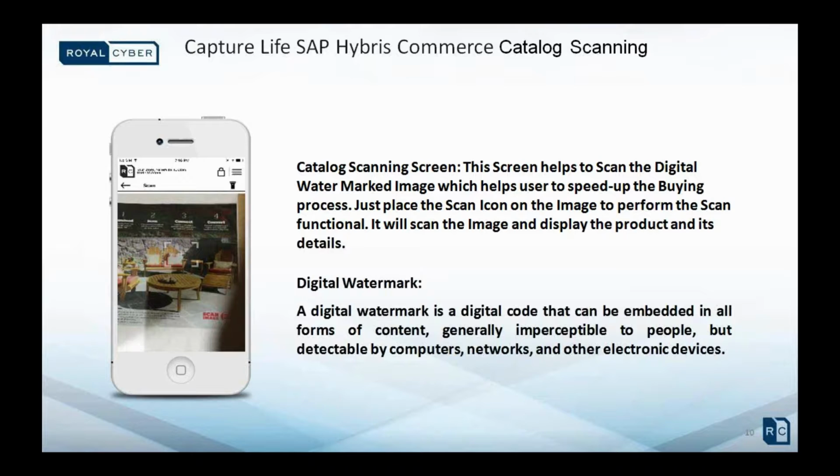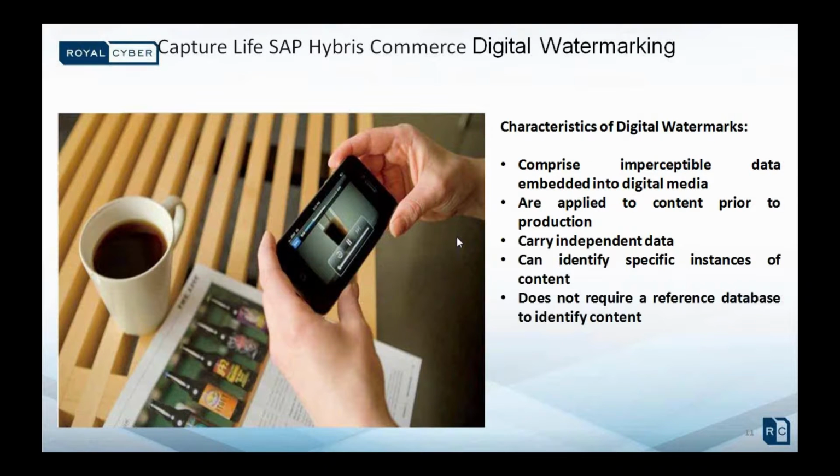Digital watermarking. Digital watermarking is a digital code that can be embedded in all forms of content, generally imperceptible to people, but detectable by computers, networks, and other electronic devices. And then we have watermarking technology. This comprises data embedding into digital media, applied to content prior to production, carries independent data, can identify a specific instance of content, and does not require any reference database to identify content. So this is an easy-to-use process in digital watermarking.